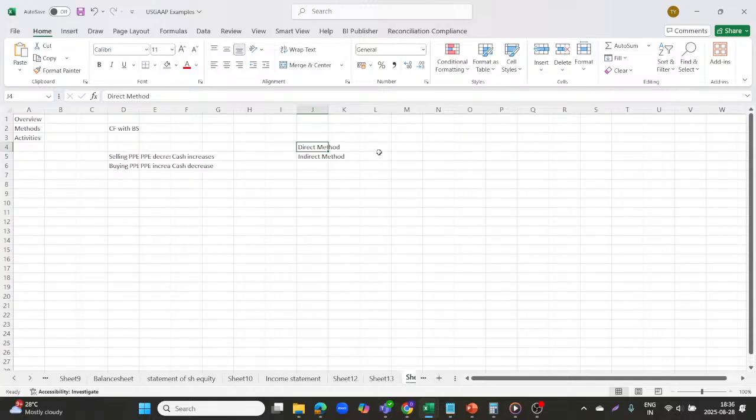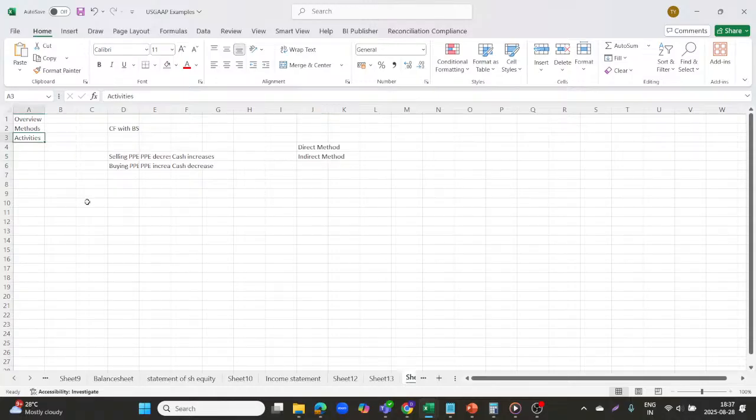The direct method will show you the cash receipts and the cash payments. In the indirect method, it starts with the net income. It adds back the deductions that should not have been made in the income statement. It will reduce the income that was considered while preparing the P&L. So it will make corrections in the net income, and then show a bifurcation as per operating, investing and financing activity. So there are two methods. We'll see both the methods.